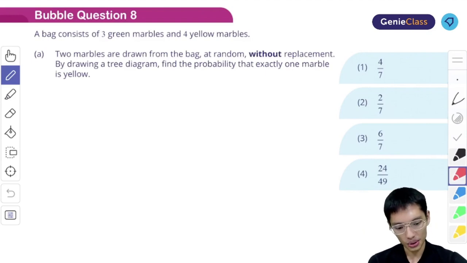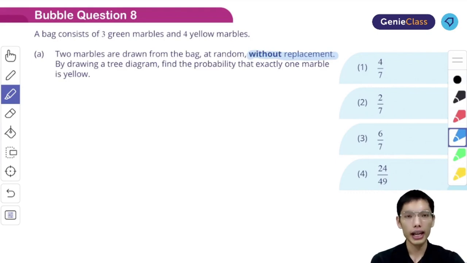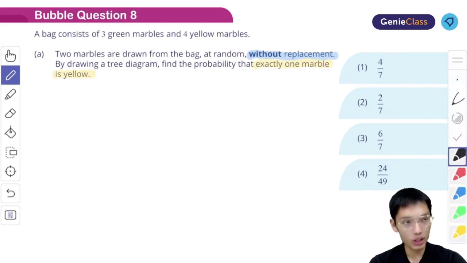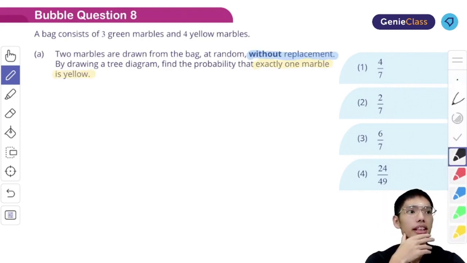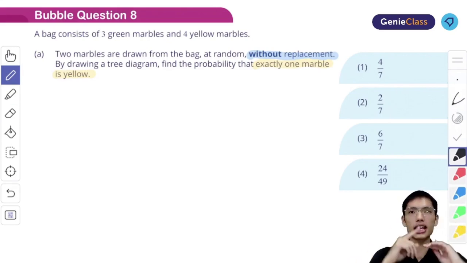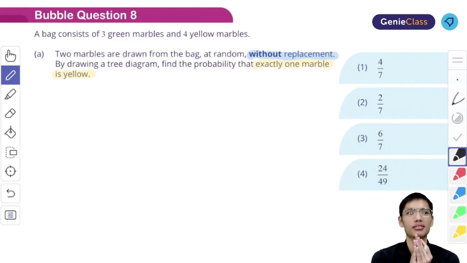Okay, so take note of the key point over here. Without replacement. And exactly one of them is yellow. Alright, I have my first response, that's good. Exactly one is yellow. So how does my tree diagram get affected over here? Take note, it's without replacement. If you follow my pointers at the top, it should be okay. And I want exactly one marble.